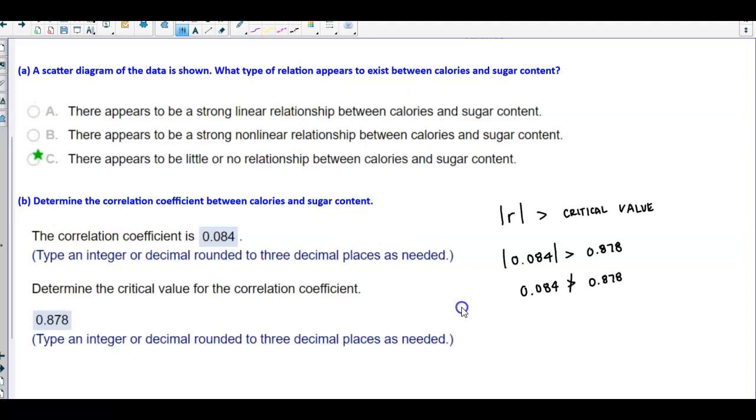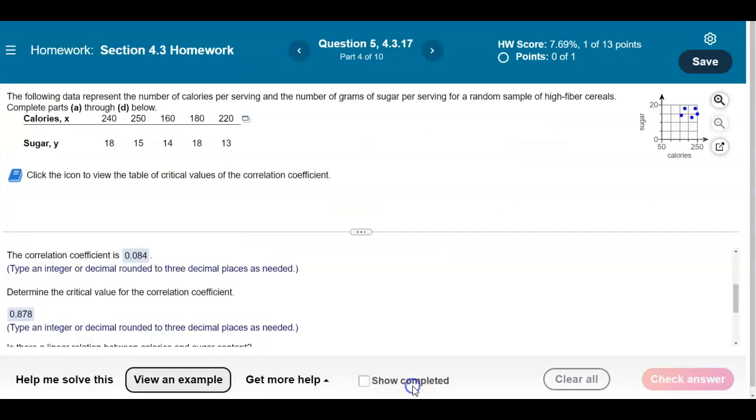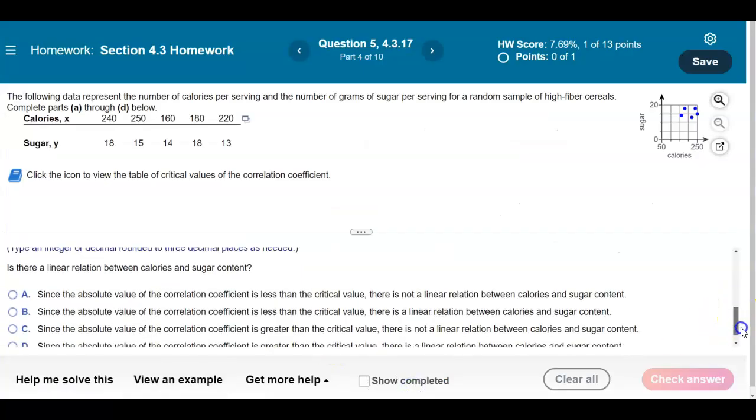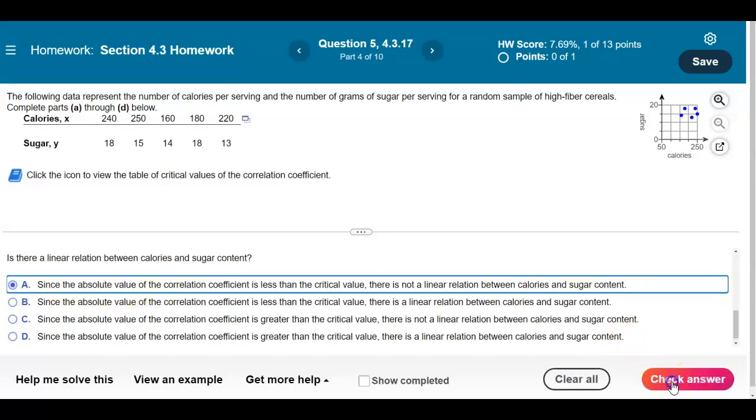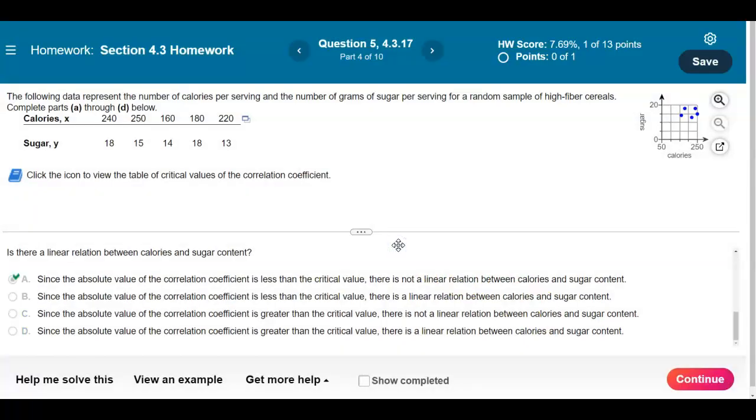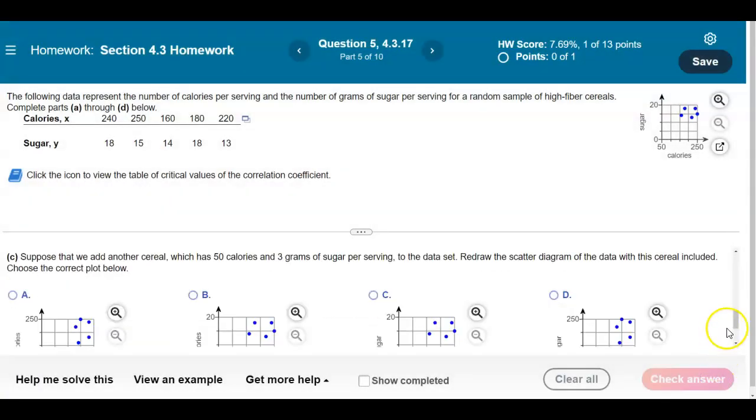If it's not, then we need to determine from our results what this tells us. Since the absolute value of the correlation coefficient is less than the critical value, there is not a linear relation between calories and sugar content. So that's going to be our answer. Now we're going to look at the next question.